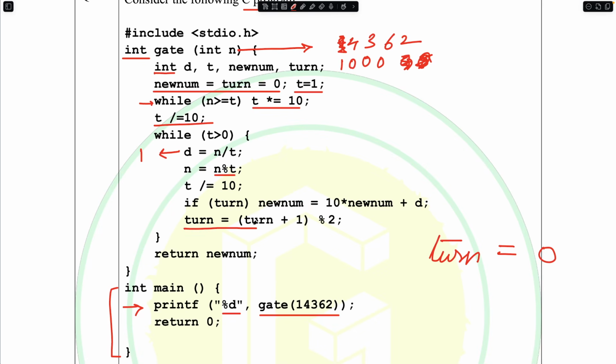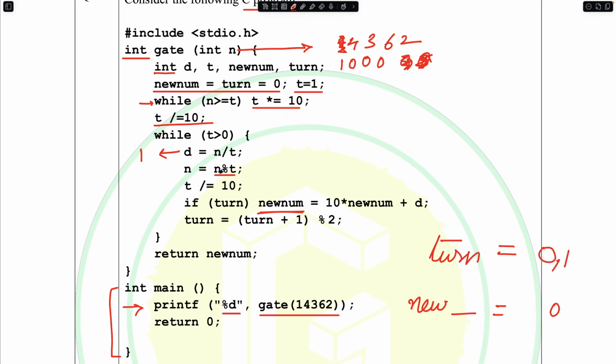0 plus 1 is going to become what? 1. Remainder operator 2 is going to give you 1 only, right? So turn becomes from 0 to 1. Very good, that is very fine, and nothing has basically happened. Your new number is still 0, right? That is not affected. So new num, whatever it was, is basically still 0, right?